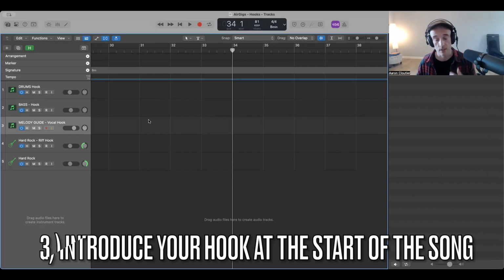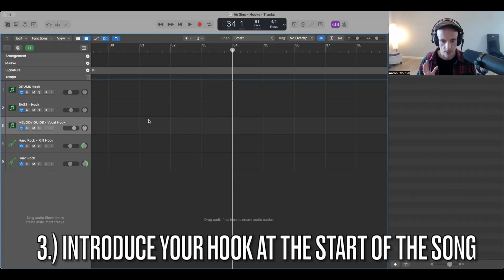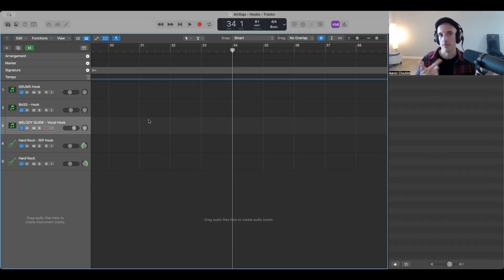And number 3, generally speaking, all of these hooks are introduced at the very beginning of the song. It's not necessarily set in stone. You can try things out. I've heard plenty of genres that have hooks in them that are not introduced at the beginning. But generally speaking, as far as contemporary music, especially in the pop world, all the hooks are introduced at the beginning of the song. So take that for what it is, play around with that. But those are some general guidelines.